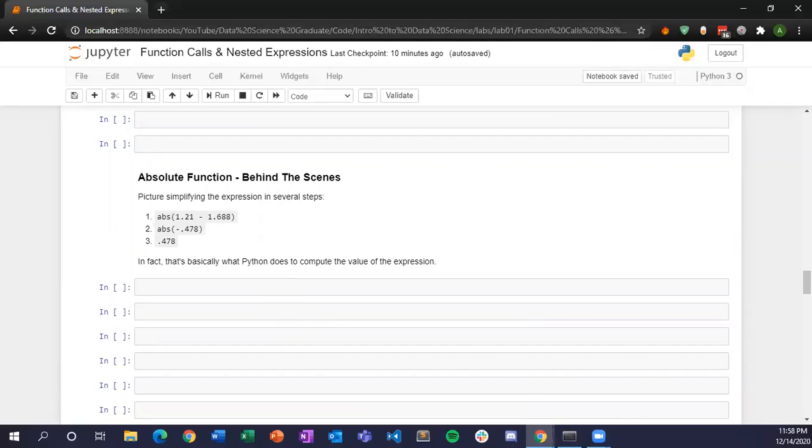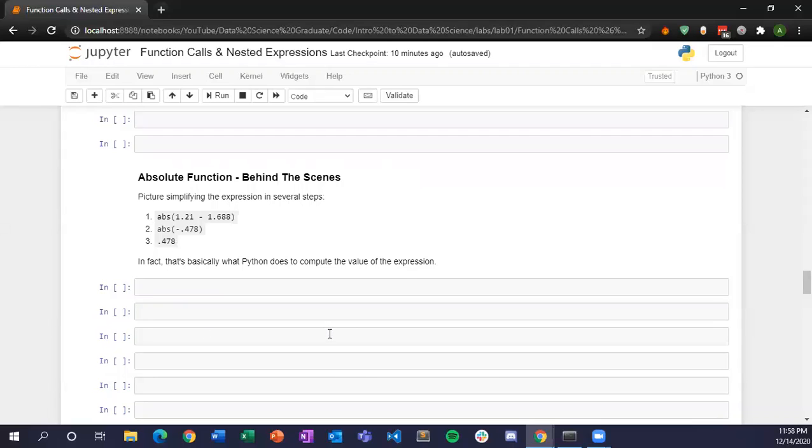That value is the argument to the absolute function. The absolute value of that is 0.478. So 0.478 is the value of the full expression from step 1. In fact, that's basically what Python does to compute the value of the expression.